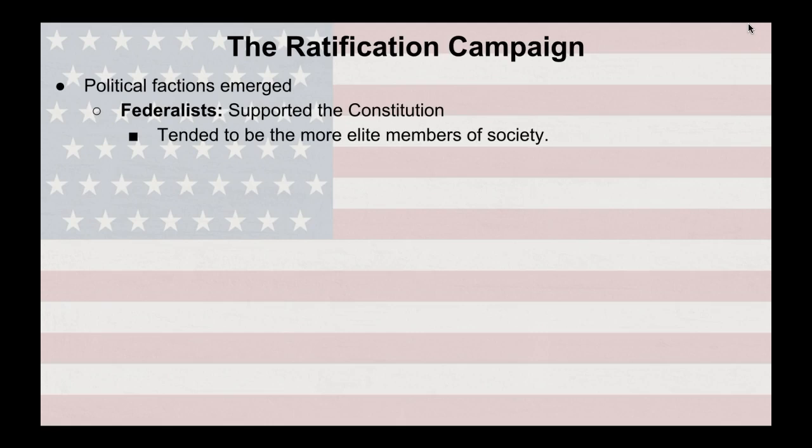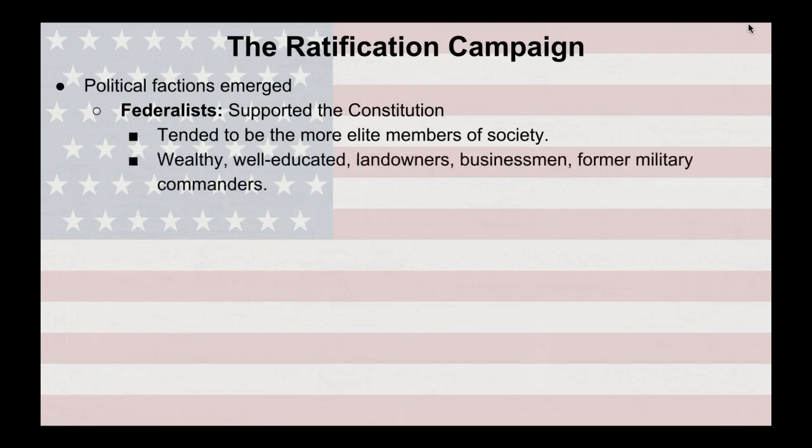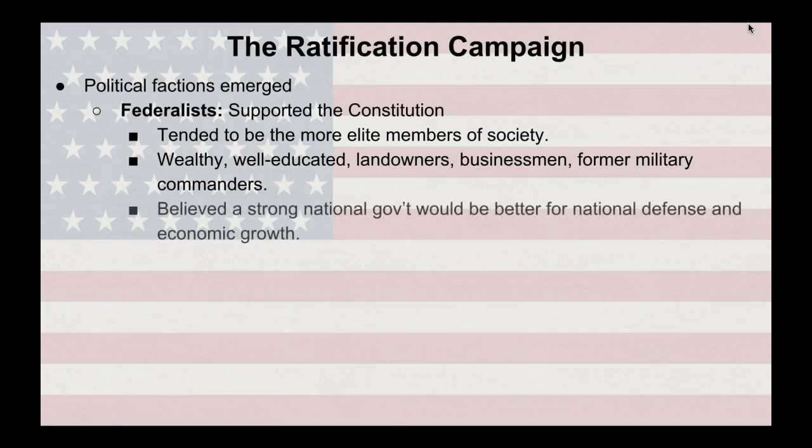And Federalists tended to be the more elite members of society. They were wealthy, well-educated landowners, businessmen, and former military commanders. They believed in the necessity of a stronger government in order to maintain national defense as well as economic growth. They have seen what it was like under the Articles of Confederation, where there was no provision for the federal government to create an army to maintain national defense.